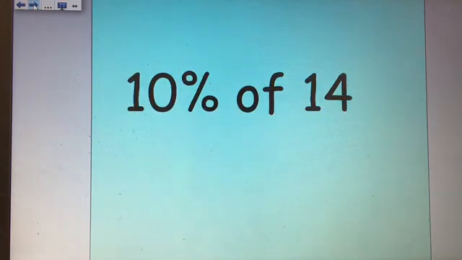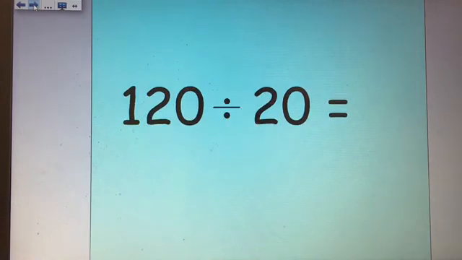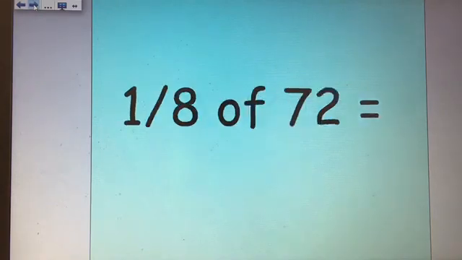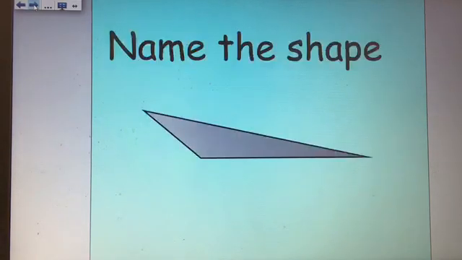10% of 14. 1.4. Remember, to find 10%, you divide by 10. 120 divided by 20 is 6. Remember, if you take away the 0 on each side, you can just do 12 divided by 2. An eighth of 72 is 9. Name the shape. Scalene triangle. Different length sides and different sized angles for a scalene triangle.